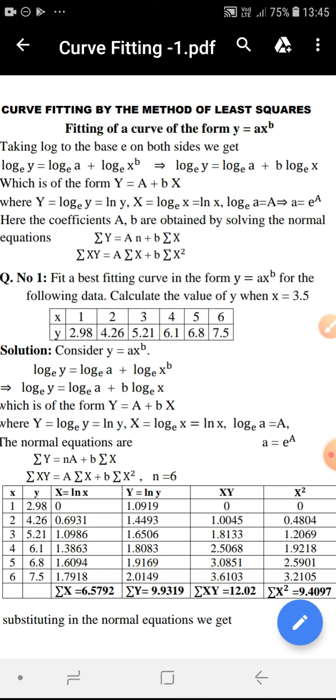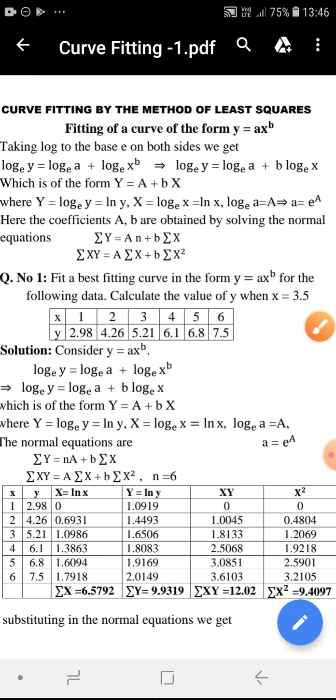So to reduce the equation y equal to a into x power b to the equation of a straight line in the form y equal to a plus bx, for the given equation y equal to a into x power b, you have to take log on both sides. So taking log on both sides, log y will be equal to log a plus log of x power b, and log of x power b will be b log x. So log y to the base e will be equal to log a plus b into log x.